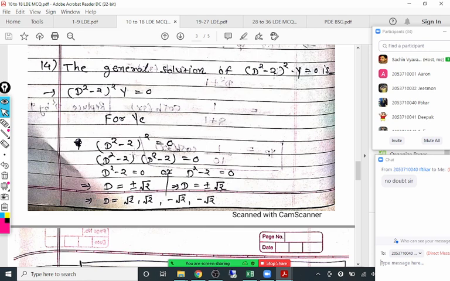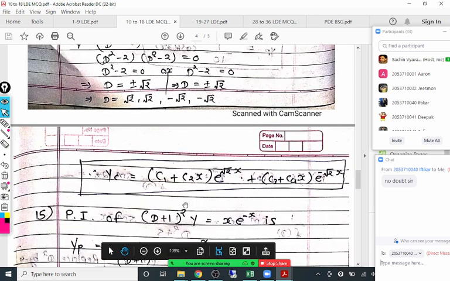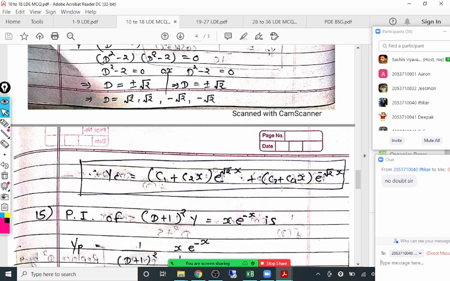D squared minus 2 equals 0, which indicates D is equal to plus or minus root 2. And here plus or minus root 2 are the roots. So plus root 2 and minus root 2. C1 plus C2x, and yes, that's also correct. Good. So this is the answer, because here root 2 and minus root 2 are the roots.